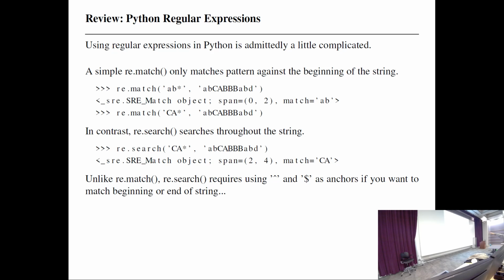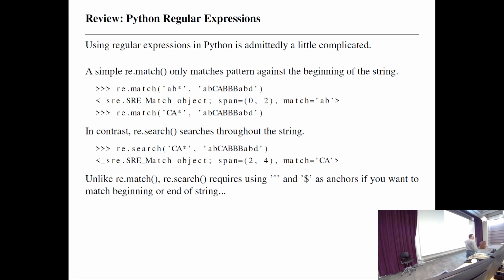Here we find AB star. There's a match object from 0 to 2, so in the 0th location of the string, up to not including the second location, and it tells us what the match is. The value returned is an object. It has instance variables that are things like match. So you can say x equals RE.match and then ask for x.match, and you'll get back the string that matched. In the case of RE match CA star, I'm missing a prompt.